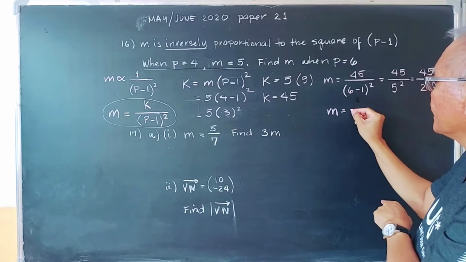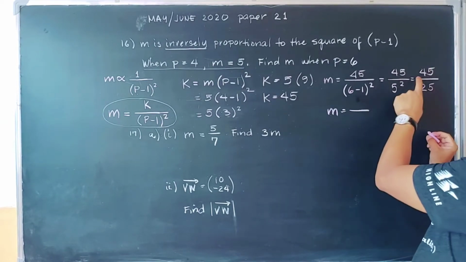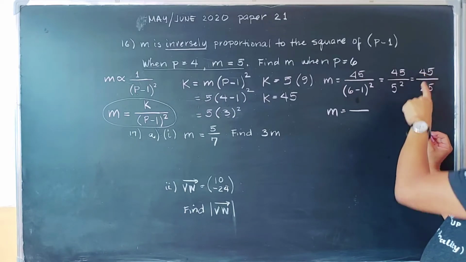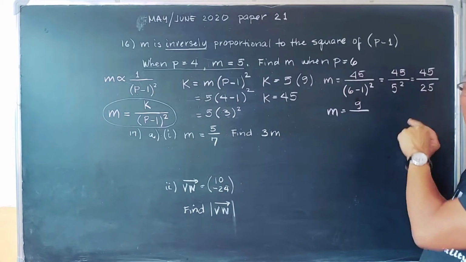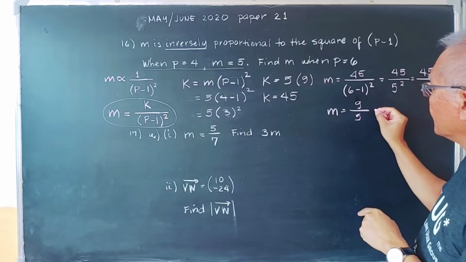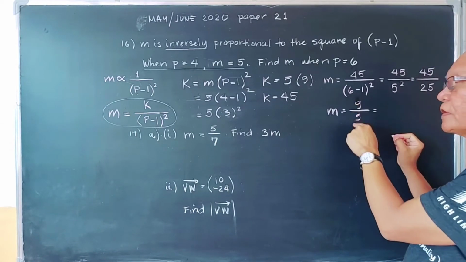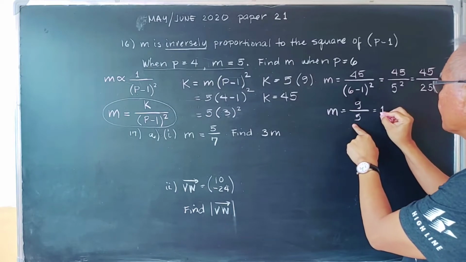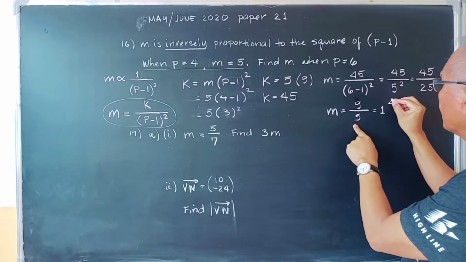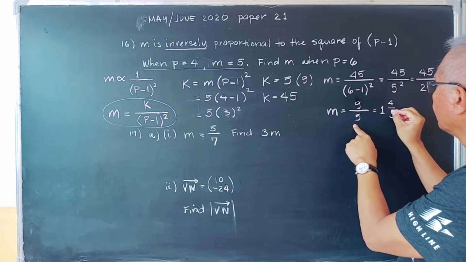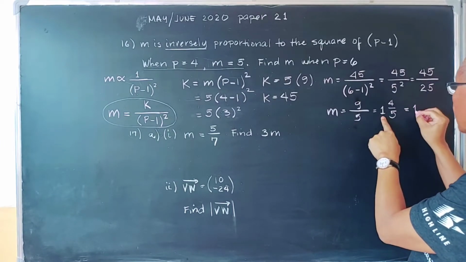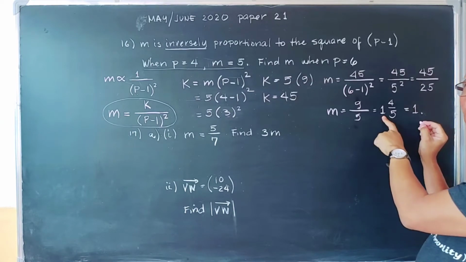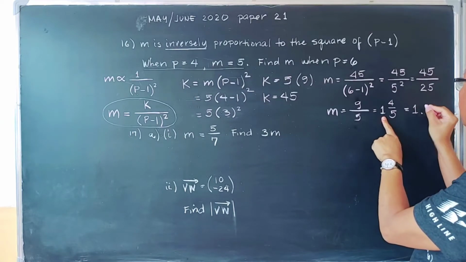So our m now is, let's have the lowest terms, divide by 5, it's 9. Divide by 5, we have 5. So this one, 9 over 5, in mixed fraction is 1 and 4 over 5. If you want it in decimal, that is 1.8.